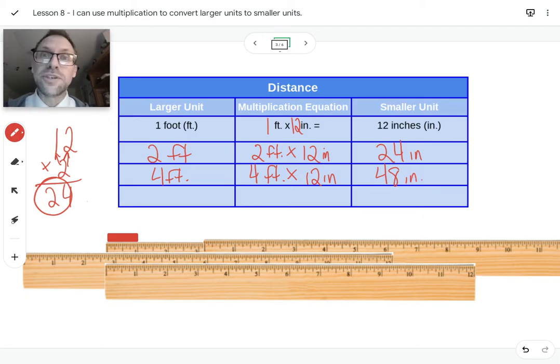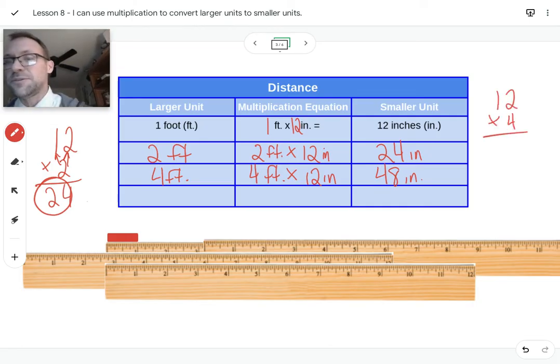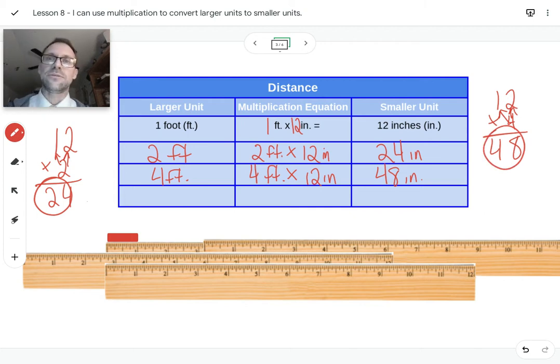But if you don't know that fact, you can use traditional multiplication. You could do the 12 inches times 4 feet, right? And we would multiply 4 times 2 first to get 8, and then 4 times 1 next to get 4. Either way, you'd end up with 48 inches.